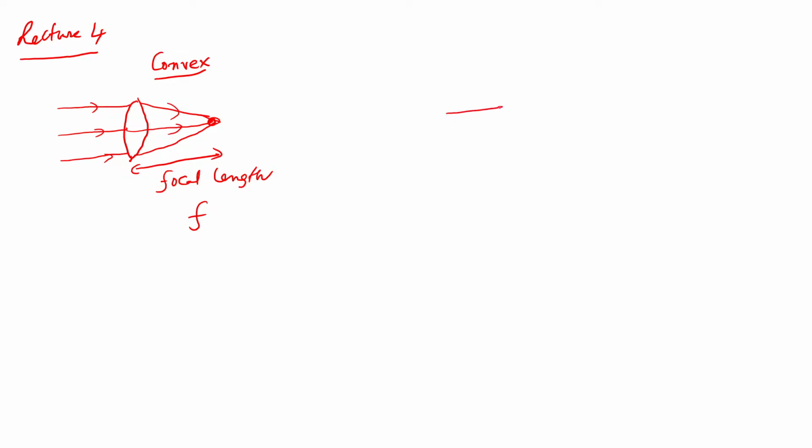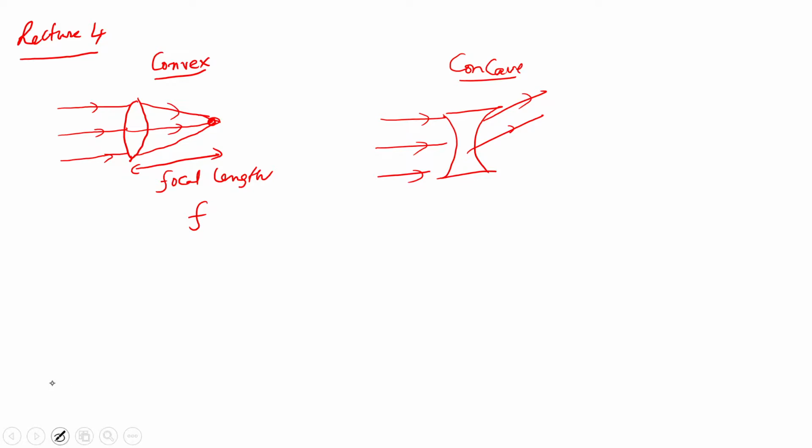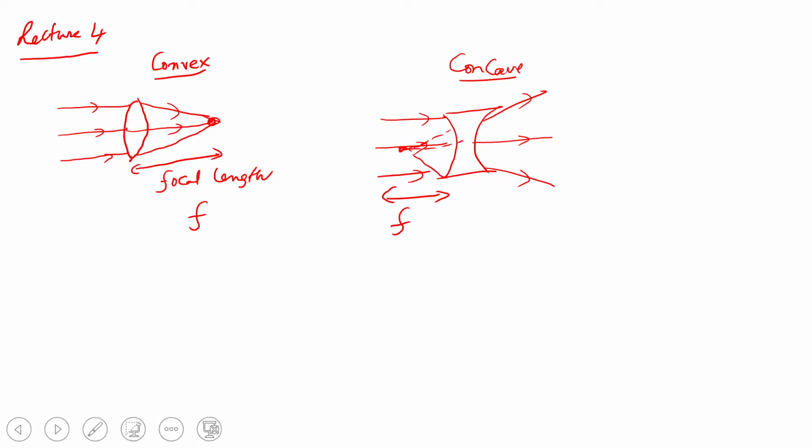Similarly, if I have a concave lens, then the rays that are coming in are diverging, but it appears as if these rays are coming from a point behind the lens, right? It appears as if they're coming from a point behind the lens, so we would call this the focal length.